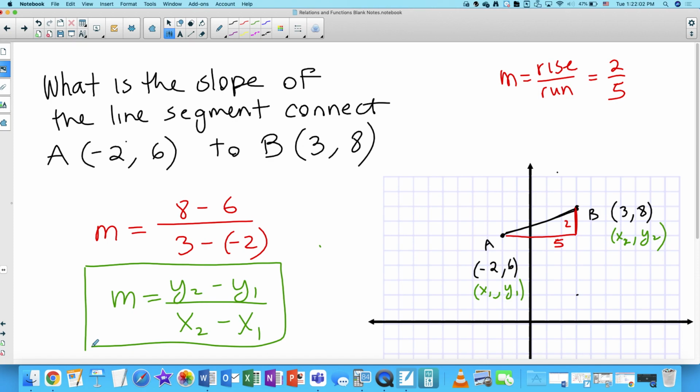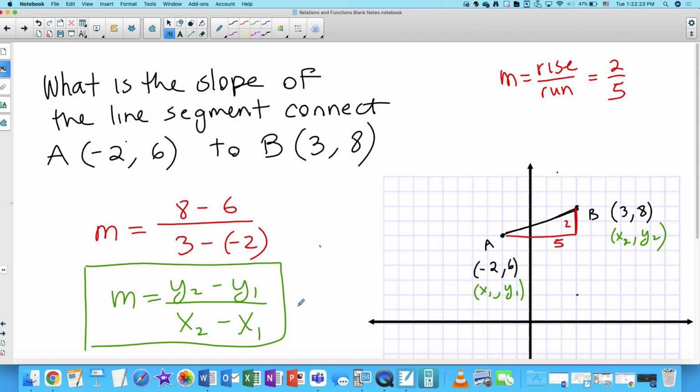By the way, the slope formula, we're really going to get into more of that in our next unit. We're going to focus more on it then, but I like to introduce it while I'm introducing slope because it's all the same thing. Okay, let's go back.